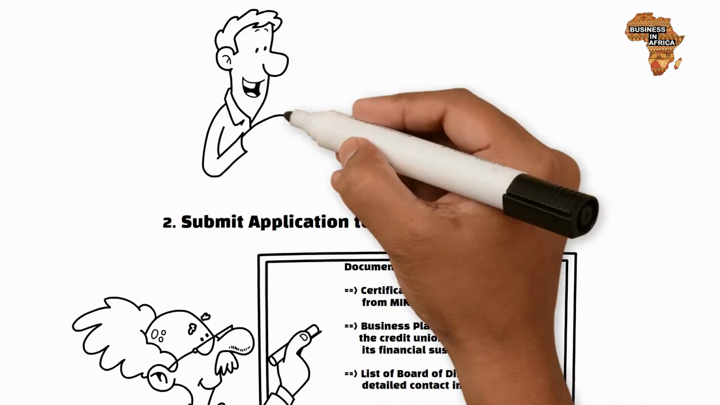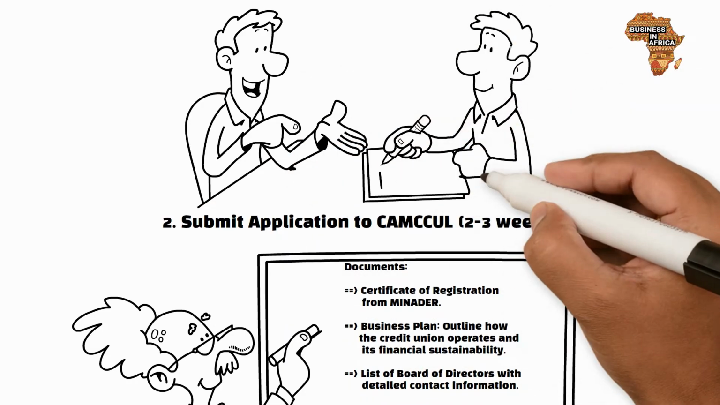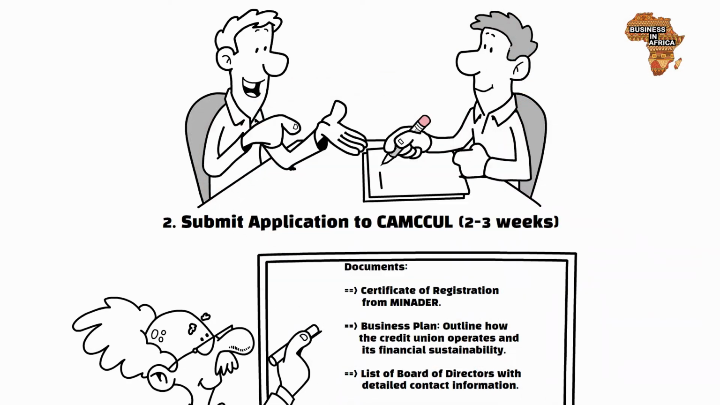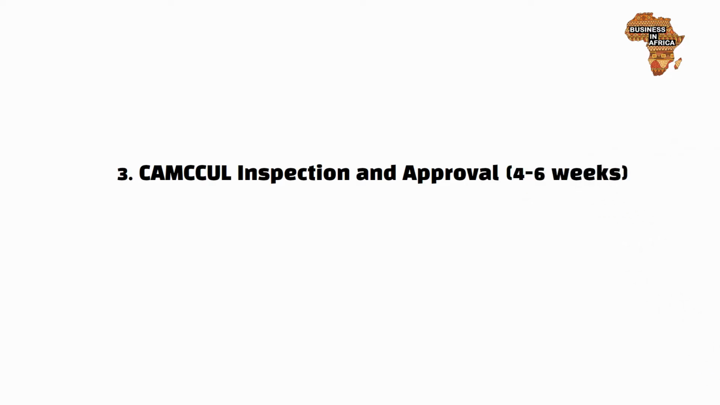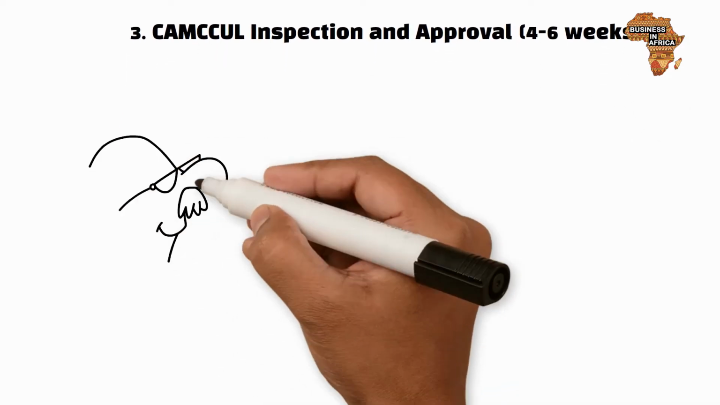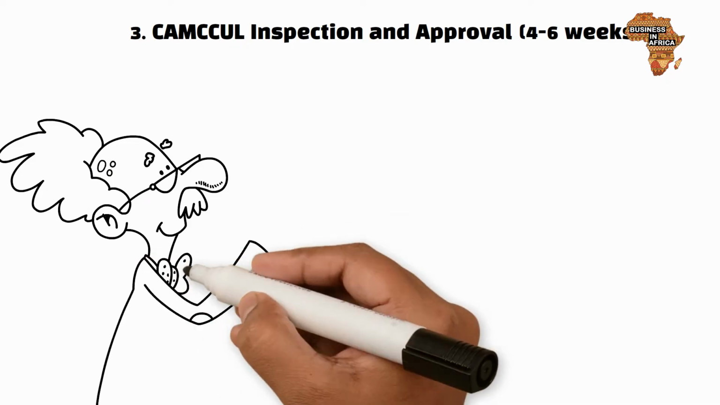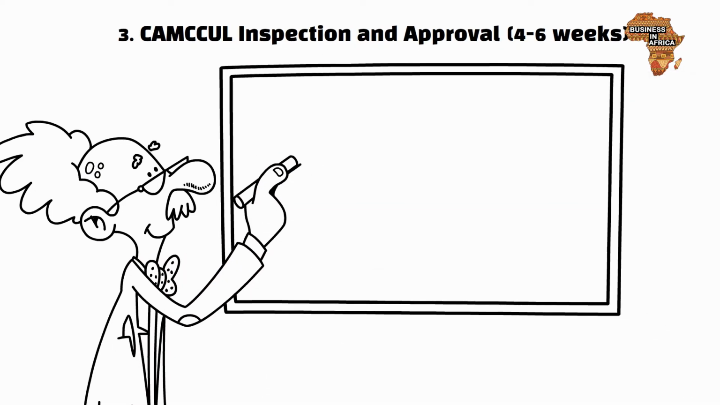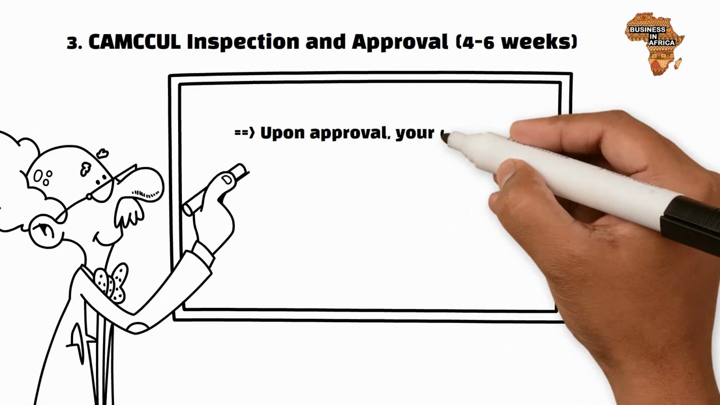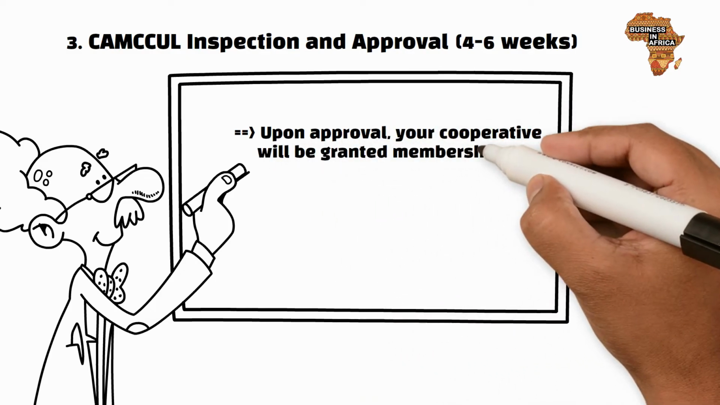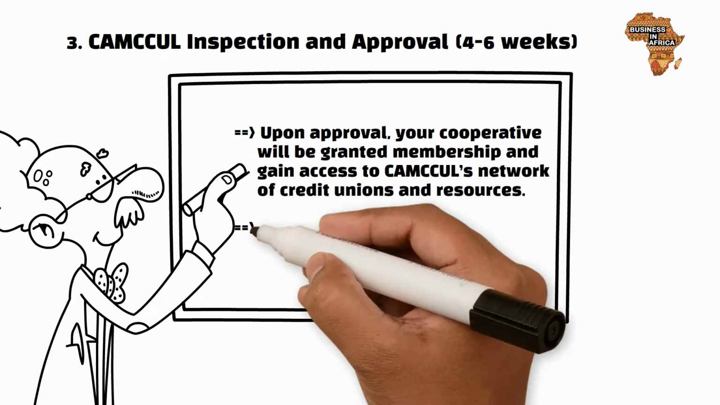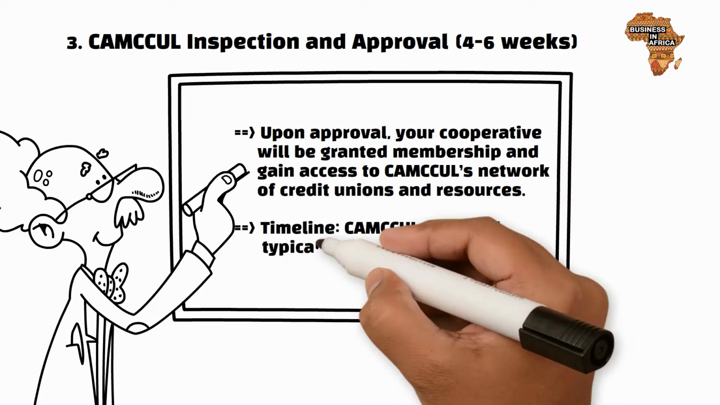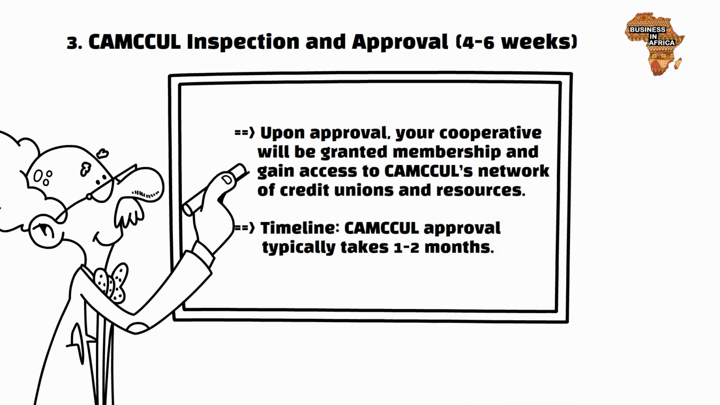Submission: send your application to CAMCCUL's headquarters or nearest regional office. Number 3. CAMCCUL inspection and approval, 4 to 6 weeks. CAMCCUL may conduct an inspection to ensure the cooperative adheres to its standards. Upon approval, your cooperative will be granted membership and gain access to CAMCCUL's network of credit unions and resources. Timeline: CAMCCUL's approval typically takes 1 to 2 months.